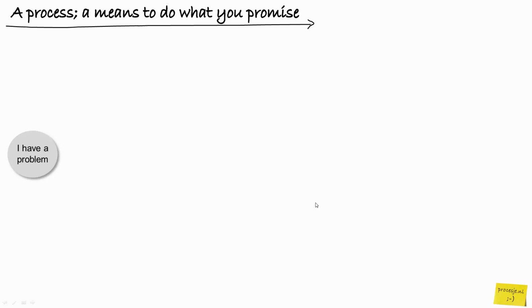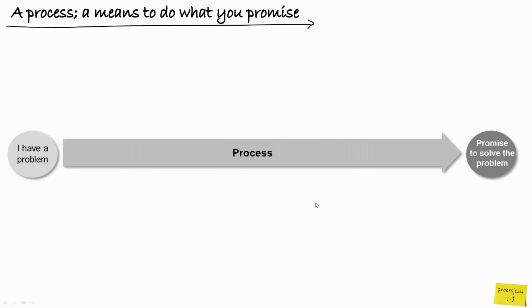In the previous video, I said that a process is a means to solve a problem. And sometimes I also turn it into that a process is a means to do what you promise. And in fact, you're promising, of course, to solve a problem, and then you got a process to do that. And yeah, that brings me again back to the strategic issue.